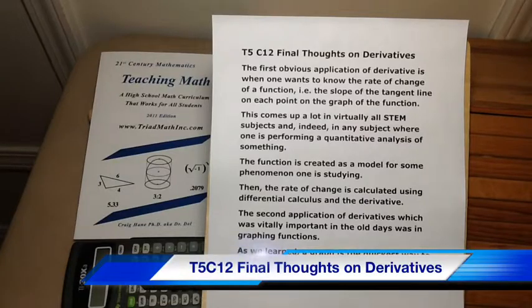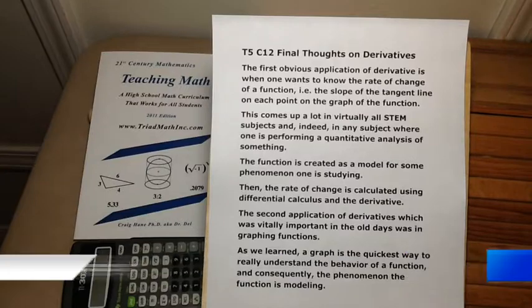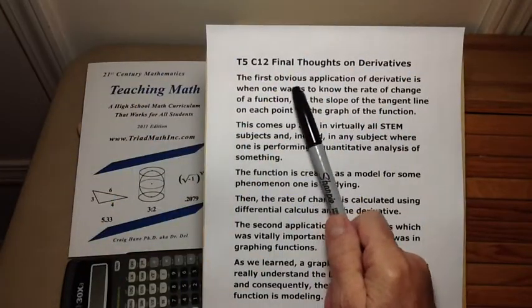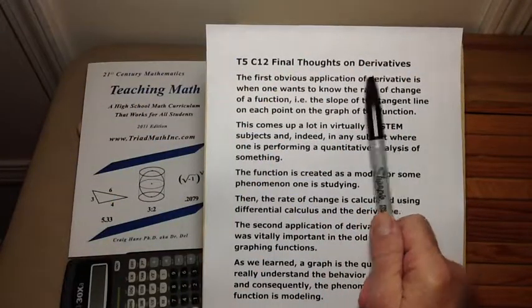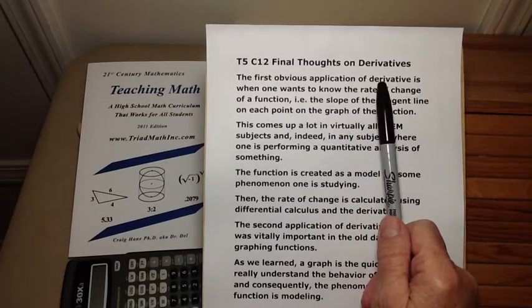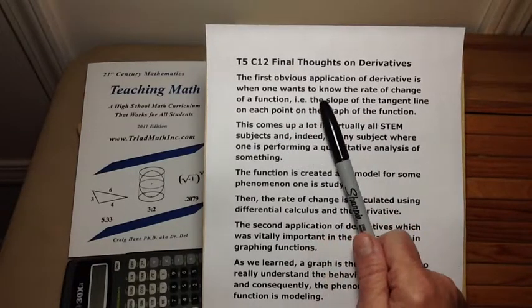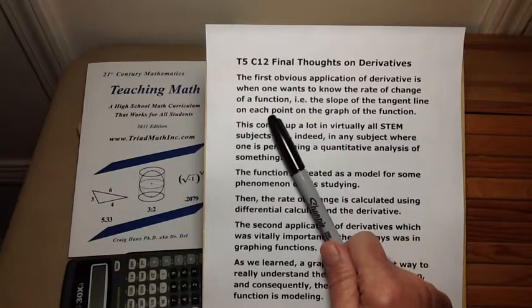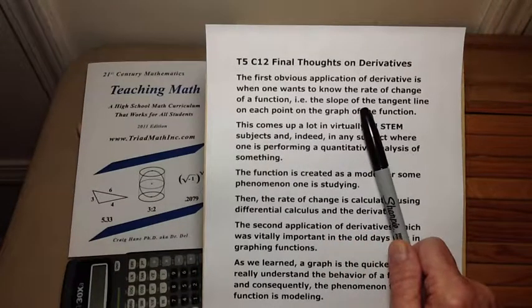This is Calculus lesson number 12 in Tier 5 on some final thoughts on derivatives. Well, the first obvious application of derivative is when someone wants to know the rate of change of some function. And by that we mean the slope of the tangent line at each point on the graph of the function.